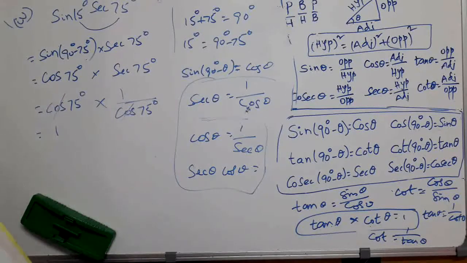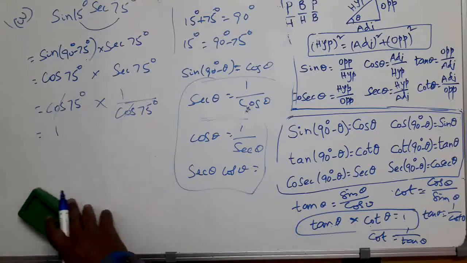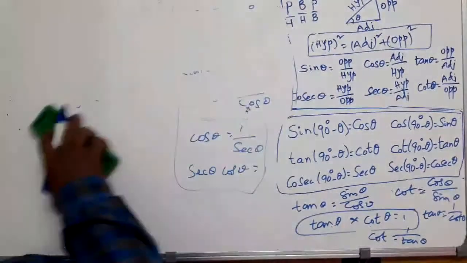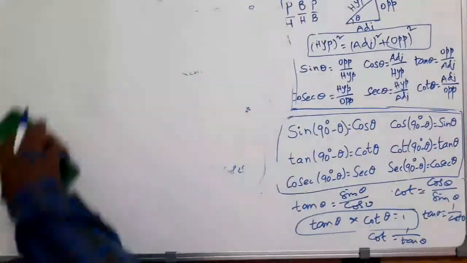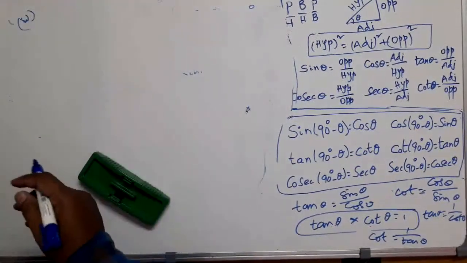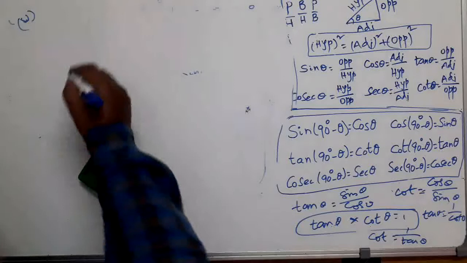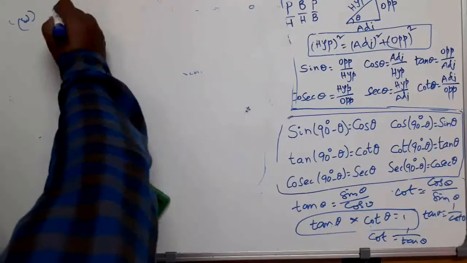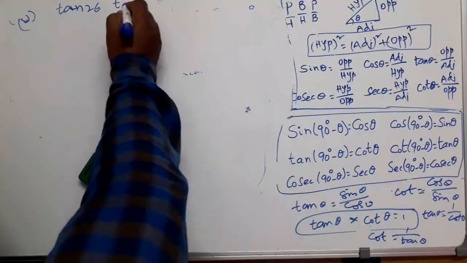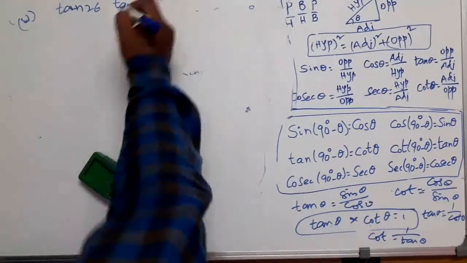Next, fifth bit, next one. Of course, in the textbook it is mentioned as 6, but fifth part of question number 1. What is that? Tan of 26 degrees multiplied by tan 64 degrees. That is the question.